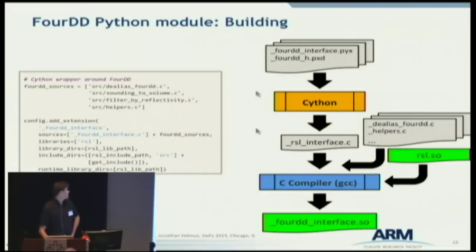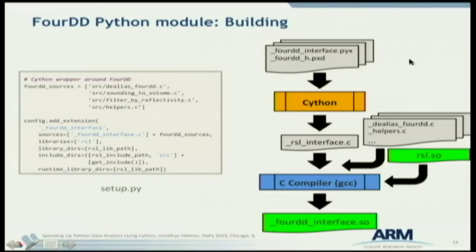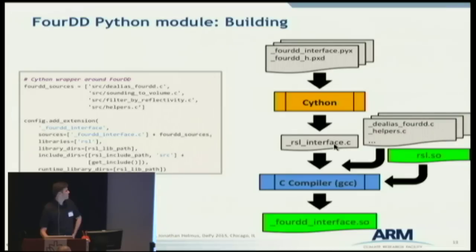So building this module, it's very similar to building RSL. We take our files, we run them through Cython, and we're going to get, this should actually be 4dd interface. And our compiler, the difference here is we're going to also feed it the source files of 4dd. And it's also going to link against RSL because that's a dependency of 4dd. And we get a compiled Python library. And just the setup of this, we have to include the sources. Again, we're adding this add extension. We give it the name of the extension, the sources, the library directories, much the same thing.